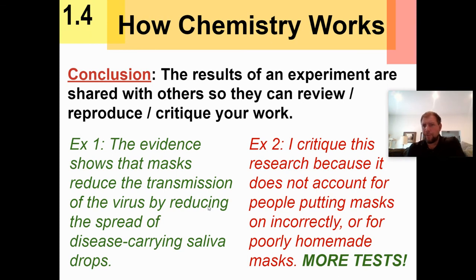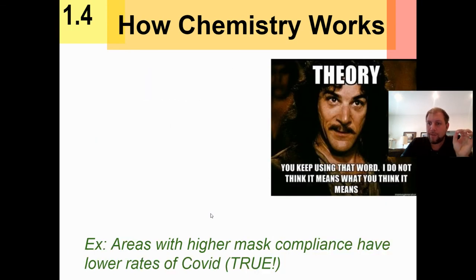And sure enough, further research has been done to count the droplets with different type of masks. Other research has been done testing different types of fabrics and which fabric is the best type to make masks out of and which ones are the worst. All right. Now, once you've done all this, once you've had an idea, tested it, and failed to disprove it, meaning that it could be true, you have what's called a theory.